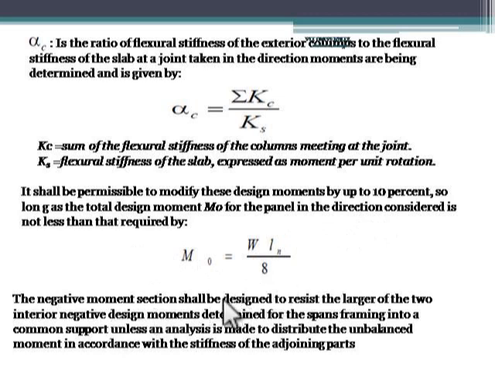So the negative moment section shall be designed to resist the larger of the two interior negative design moments determined for the spans framing into the common support, unless an analysis is made to distribute the unbalanced moment in accordance with the stiffness of the adjoining parts.